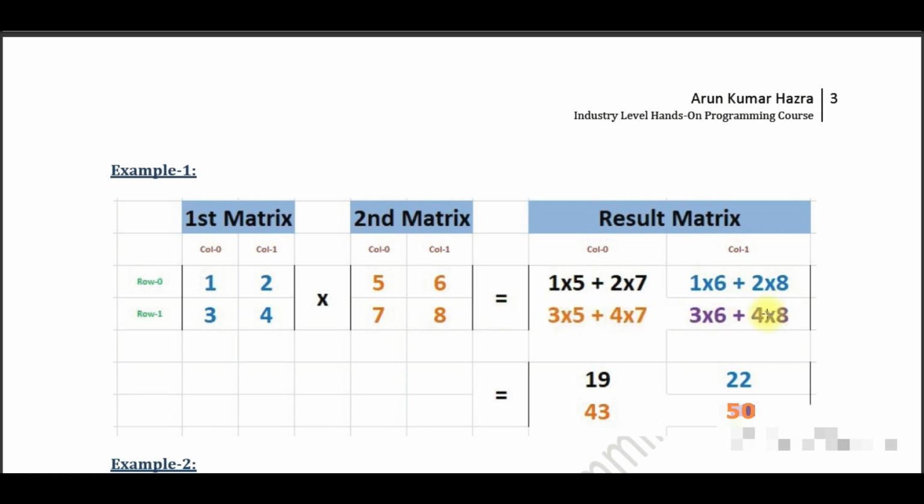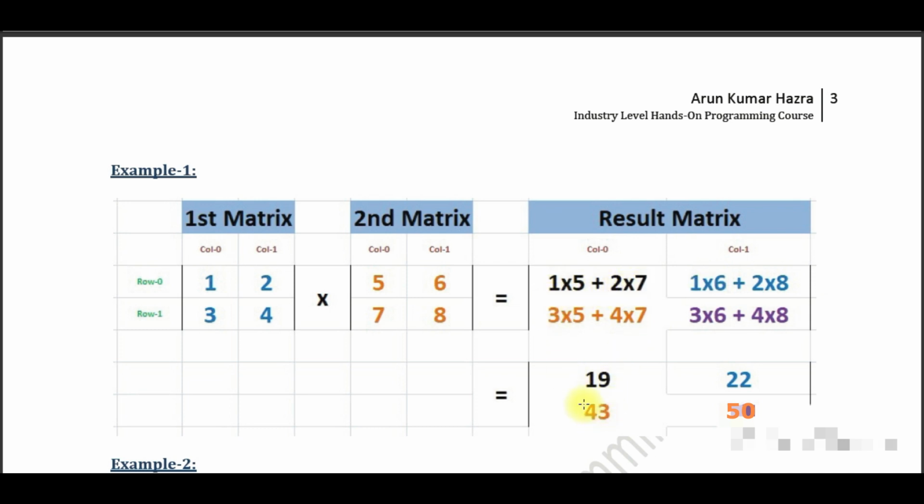Now the last one is basically row 1 and column 1. So this is my row 1 and this is my column 1, and how can we do the calculation? 3 into 6, so you can see 3 into 6, then plus 4 into 8, because we are doing this row with this column. So 3 into 6 plus 4 into 8.